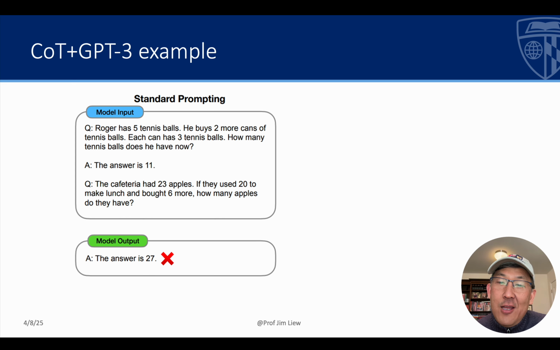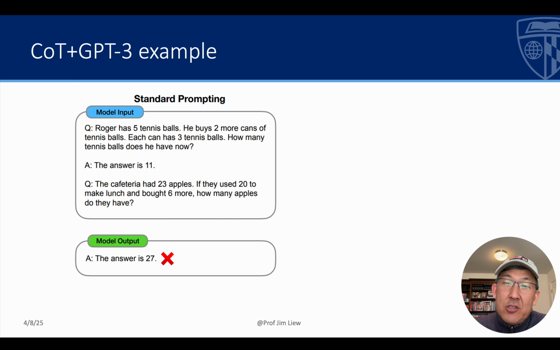Now, if it's given another question: the cafeteria has 23 apples. If they use 20 to make lunch and bought 6 more, so if they use 20 to make lunch, then it goes from 23 minus 20, so there's 3. Now you buy 6 more, so 3 plus 6 is 9. How many apples do they have? And it got confused, right? It said the answer is 27.